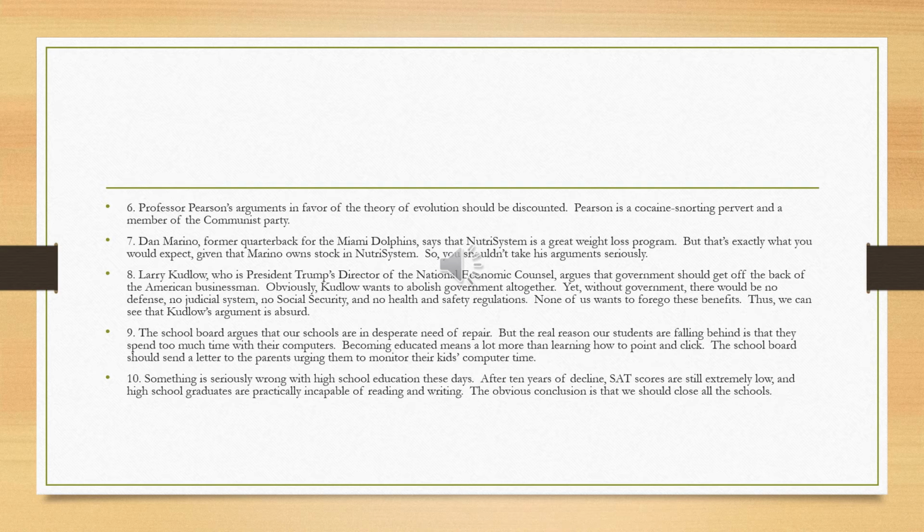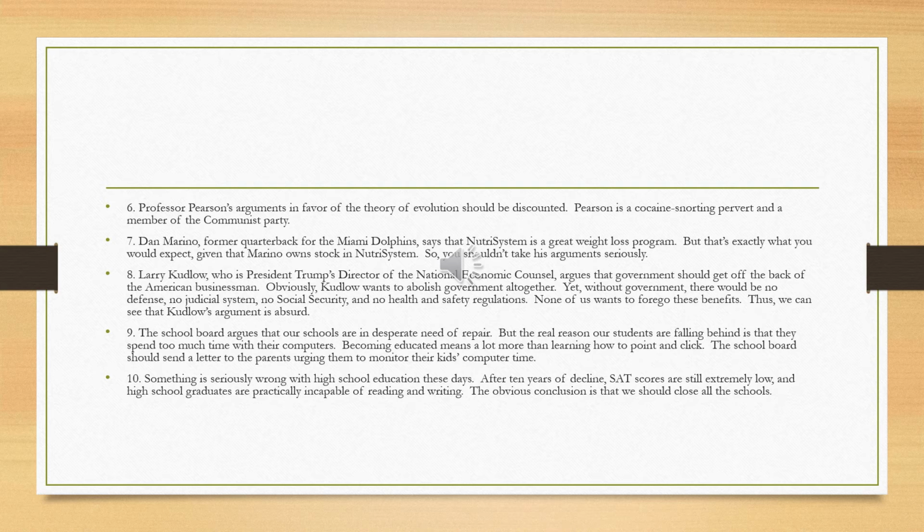It's easy to attack the view that we should abolish government altogether, but that's a straw man, and it falls over real simple, really easy. So this is an example of a straw man fallacy. Okay, now number 9 is doing something different. The school board argues that our schools are in desperate need of repair, but the real reason our students are falling behind is that they spend too much time on their computers.